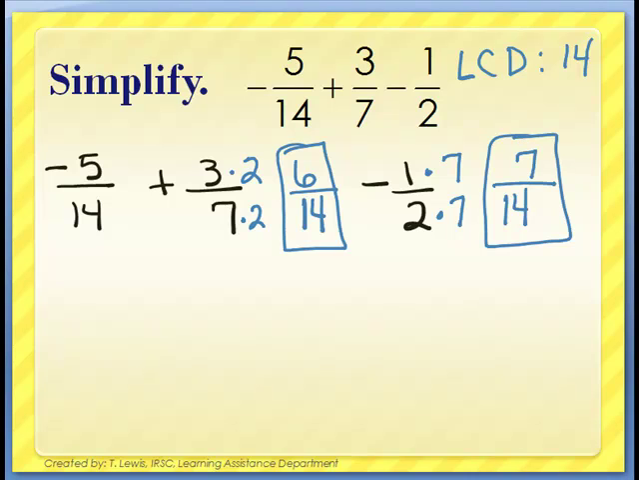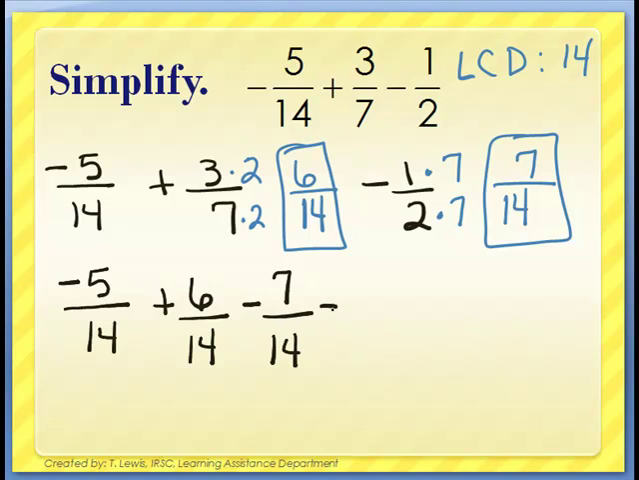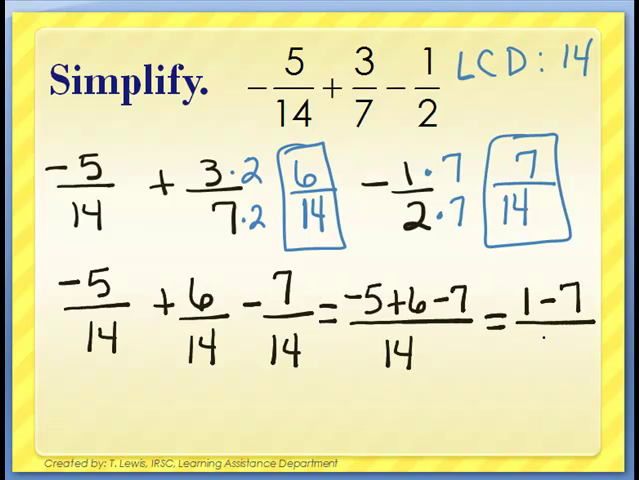So now we have three fractions that we're going to convert. Negative 5 over 14, 6 over 14, minus 7 over 14. Common denominator is 14. Bringing together your numerators, negative 5 plus 6 minus 7. And we have, let's go in order, negative 5 plus 6, we have 1, and 1 minus 7, we will have negative 6 over 14.